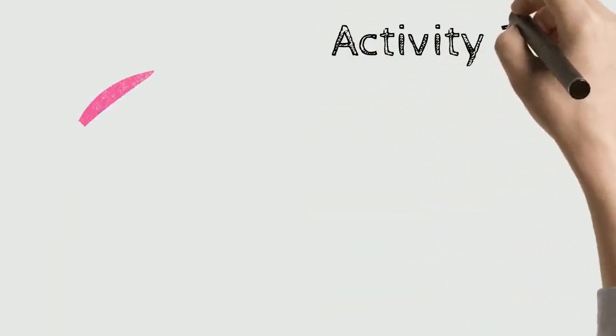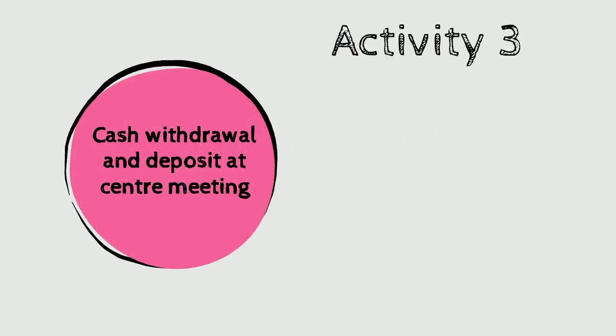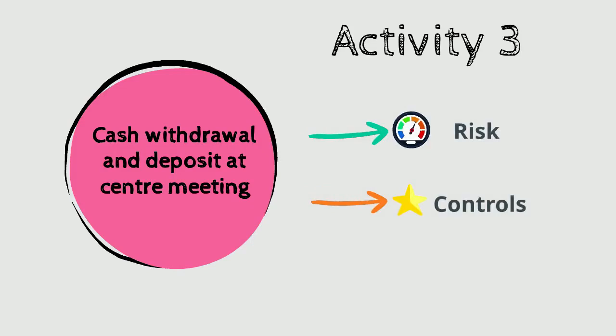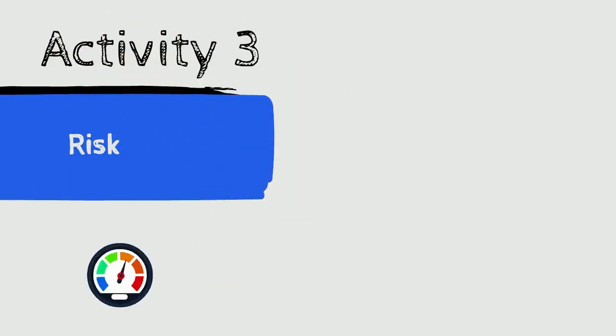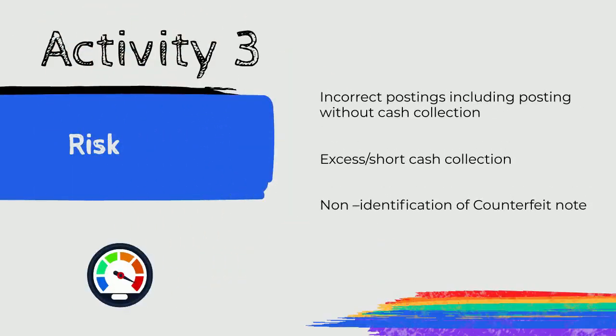The third activity is based on cash withdrawal and deposit transactions performed at center meeting. Let's find out the risk and control factors involved in such a case. The risks involved under this activity are incorrect postings including posting without cash collection, excess or short cash collection, non-identification of counterfeit note.